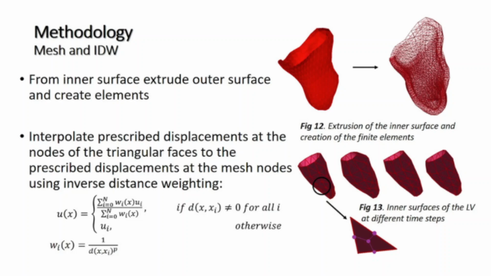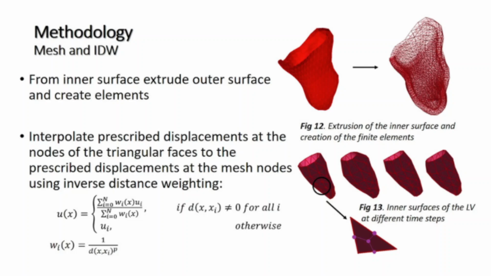Once we have created the inner surface of the left ventricle, one of the options is to extrude it to create the outer surface. We can then create finite elements between these surfaces, which is shown in figure 12. In figure 13, multiple inner surfaces are shown. These are inner surfaces created from the different frames of the echocardiogram. We use these sequences of the surfaces to prescribe displacements.